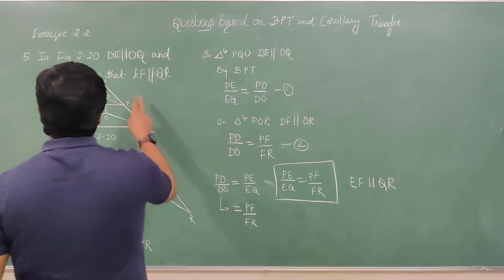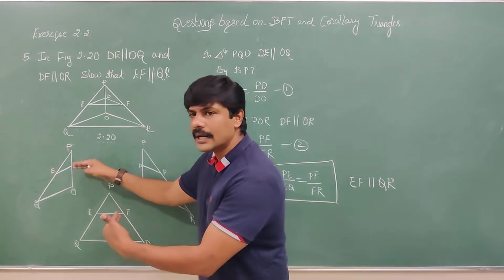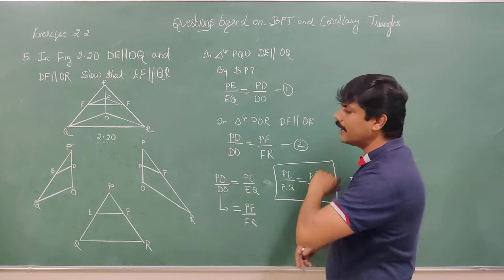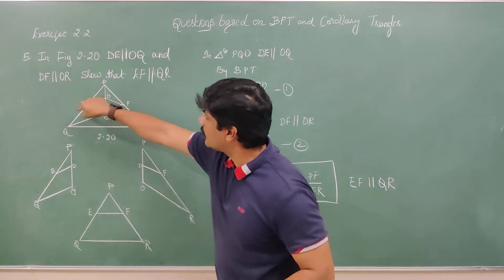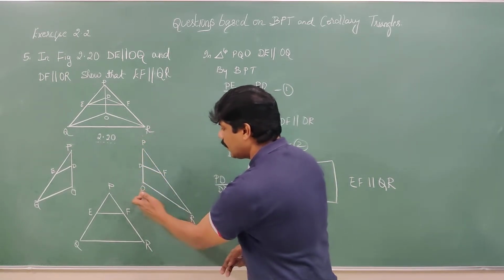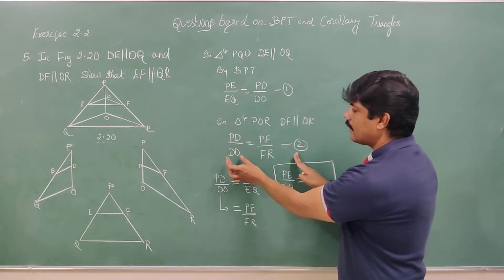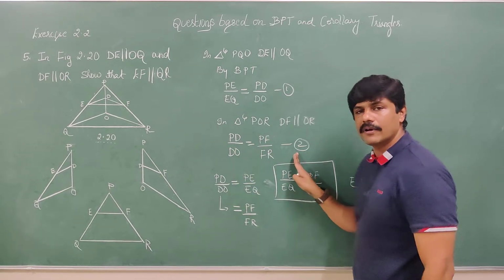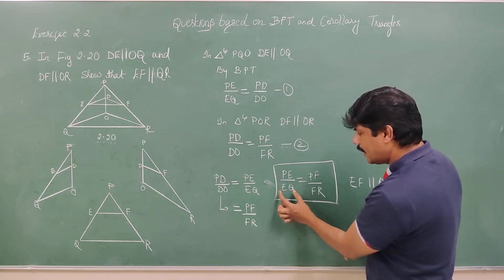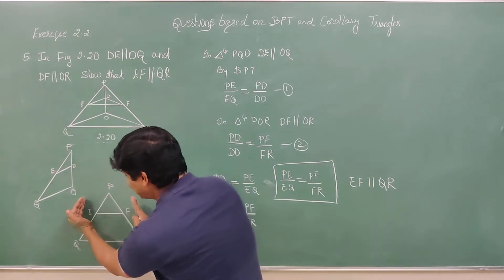See, two conditions are given. DE is parallel to OQ, from which we have taken triangle PQO, and on the basis of BPT we have derived this. Another condition is DF is parallel to OR, so we have formed triangle POR and derived PD by DO is equal to PF by FR. From 1 and 2, if you compare, we come to know that PE by EQ is equal to PF by FR. What does it mean? You just apply this to the third triangle.